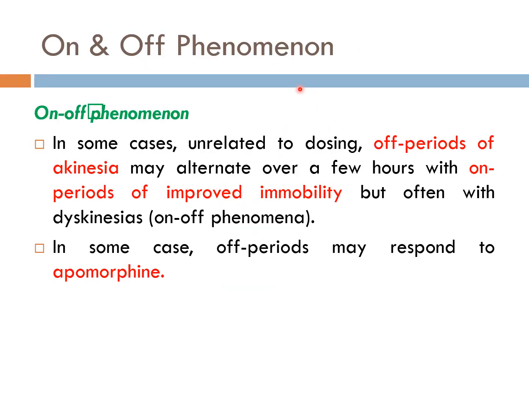So in the last lecture, there was a slide on the on and off phenomena, which I could not tell in detail. So let's discuss that first. As the name indicates, on means there are periods of improved mobility. The patient is able to be mobile more often and is more comfortable. The posture and mobility are better during on periods, whereas off periods mean there is akinesia, there is loss of movement. So on and off phenomena can be treated by giving a dopaminergic agonist, which is apomorphine.